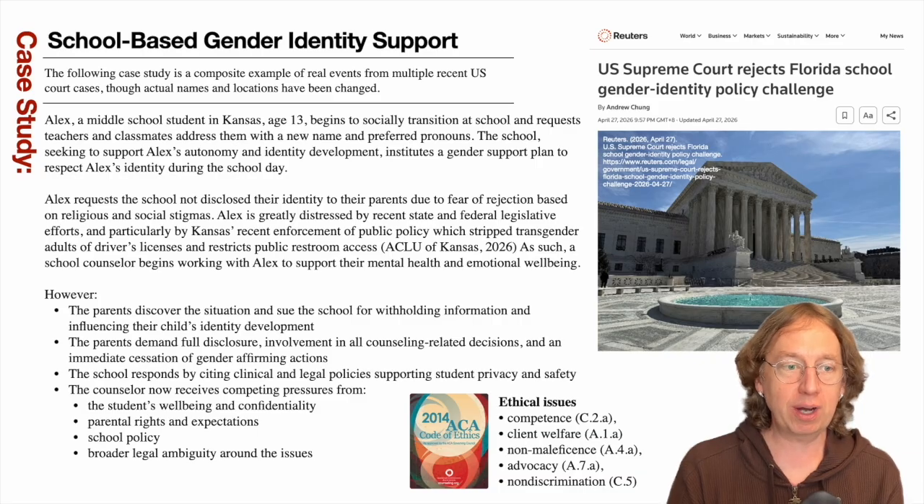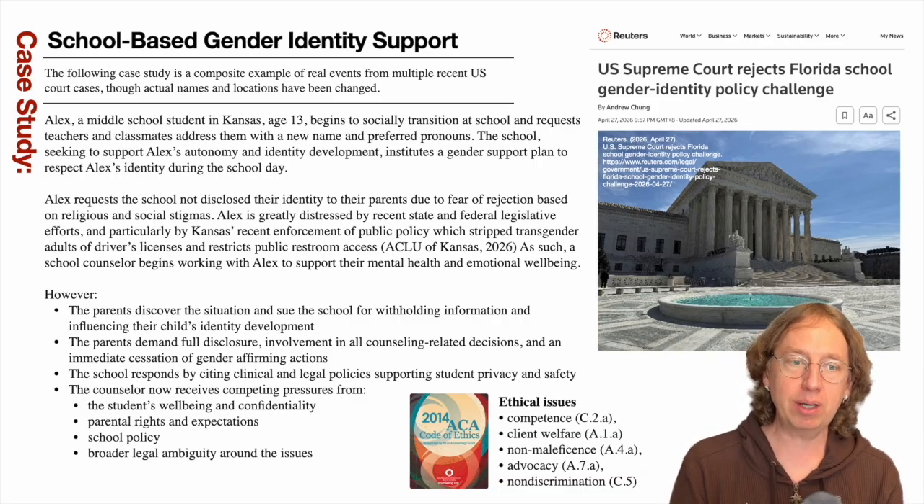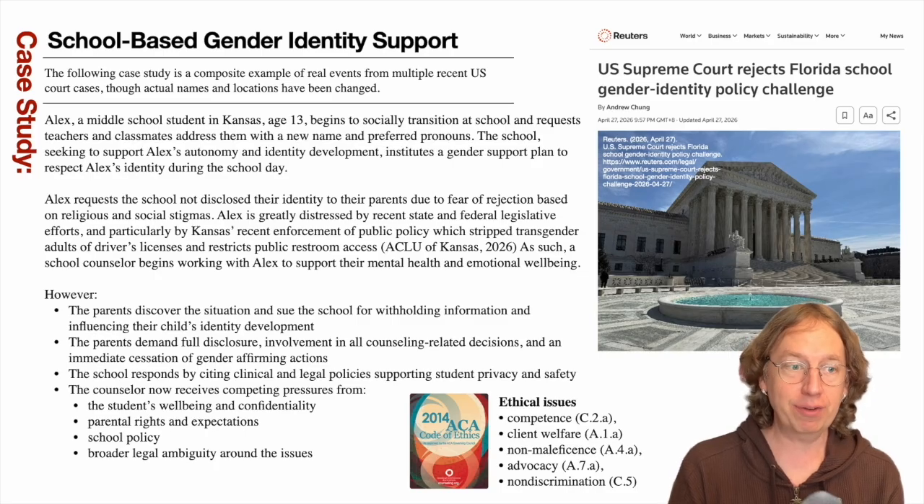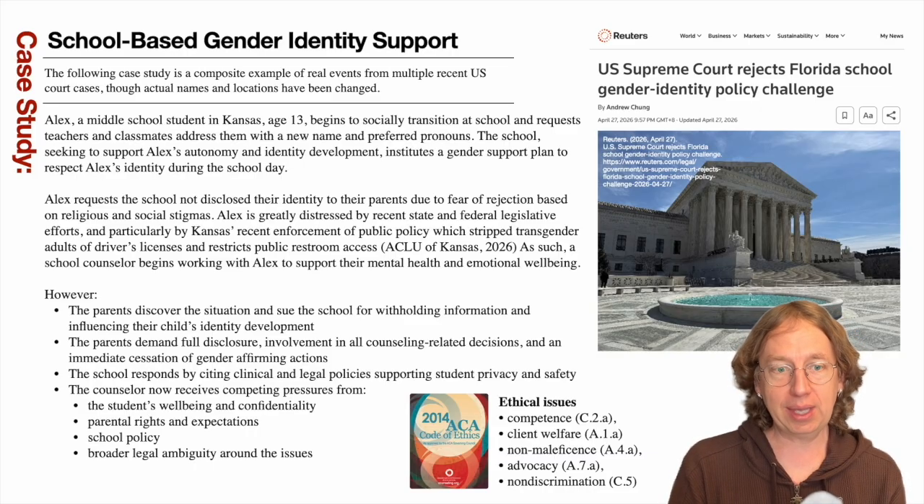The school responds by citing clinical and legal policies supporting student privacy and safety. The counselors now receive competing pressures from the student's well-being and their desire for confidentiality, parental rights and expectations from the parents, the school policy, which may even differ from both, and a broader legal ambiguity around the case.